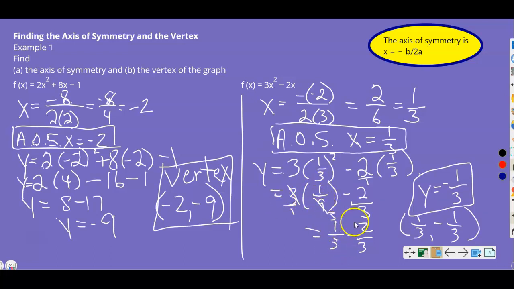So 1/3 minus the 2/3 that was here. 1/3 minus 2/3 is negative 1/3. So my vertex is my x and my y value, so 1/3 and negative 1/3.